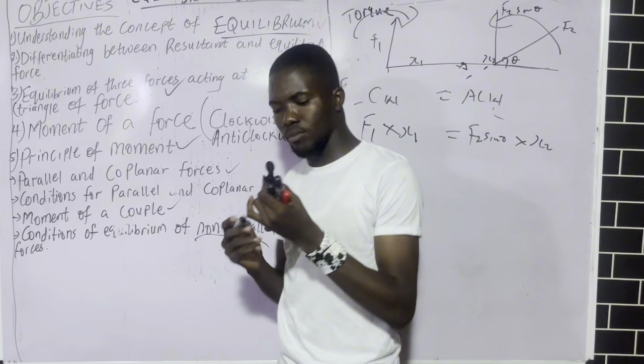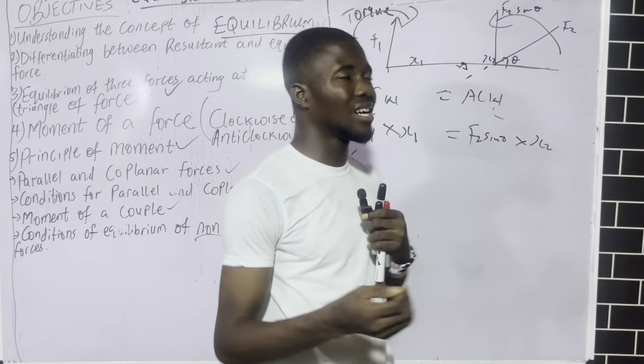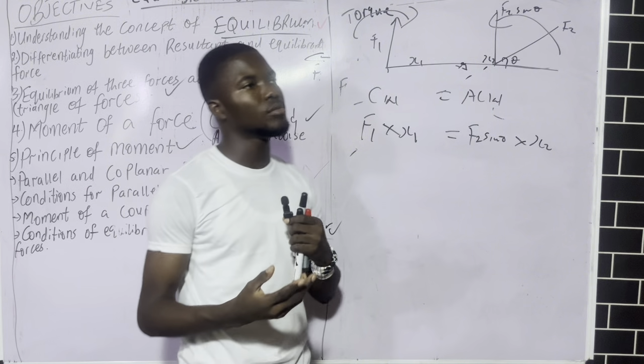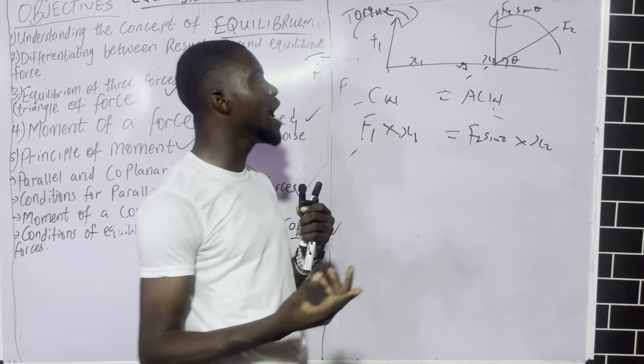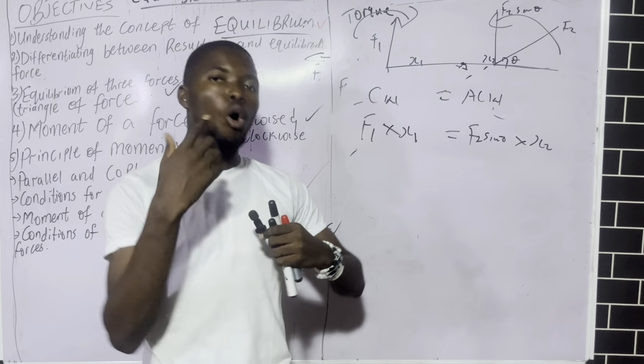Now, let's talk about the last one, moment of a couple. What is the moment of a couple? What is a couple first? A couple is a system of arrangement where two forces act opposite, two parallel forces that are opposite in direction.